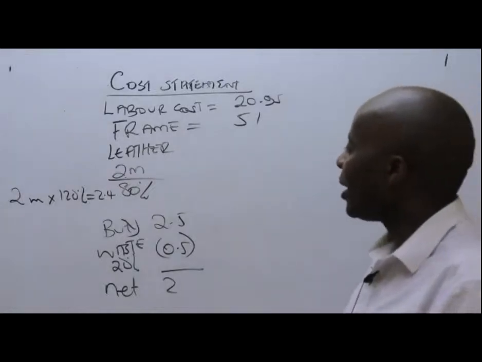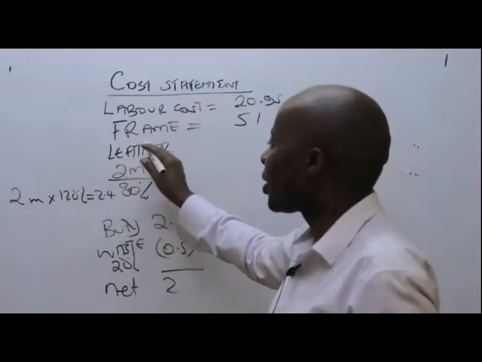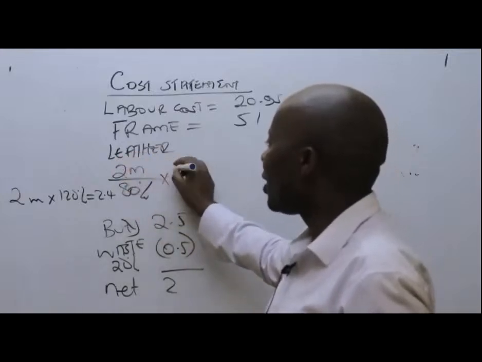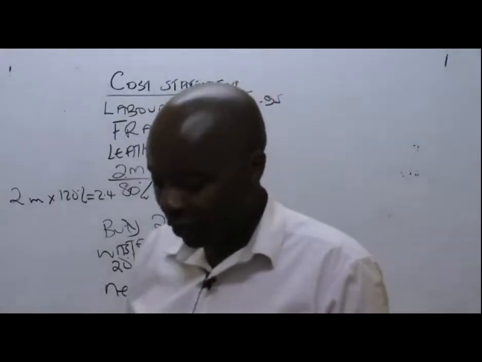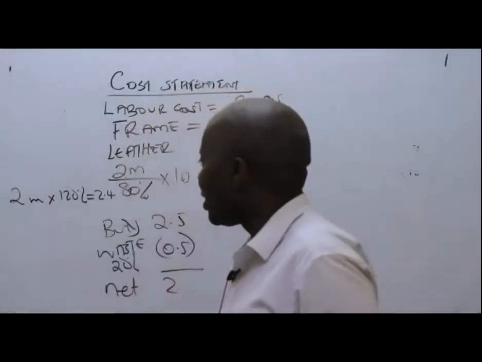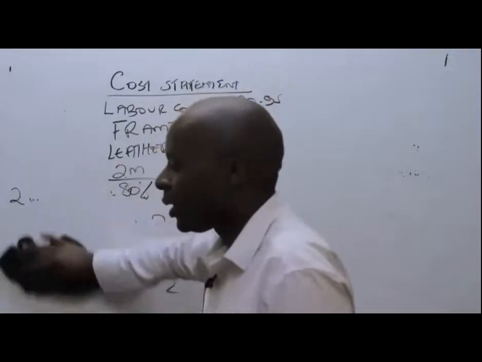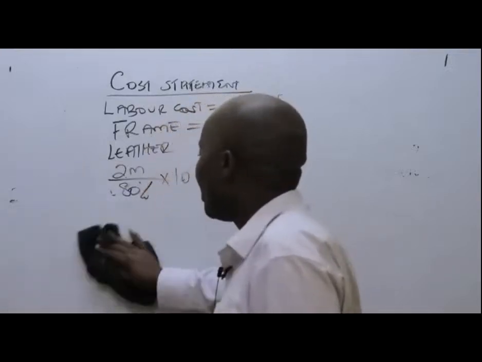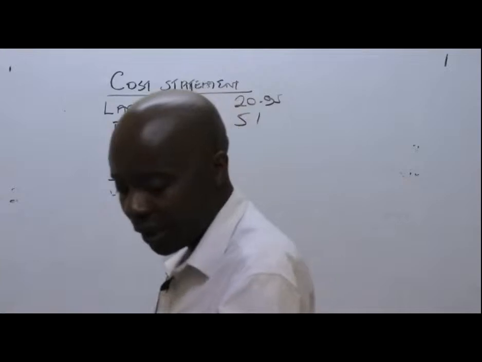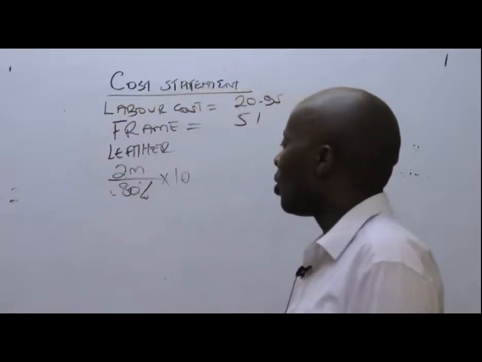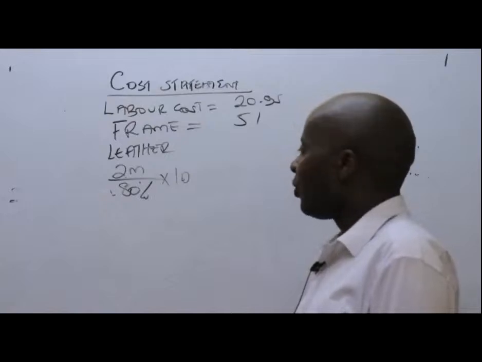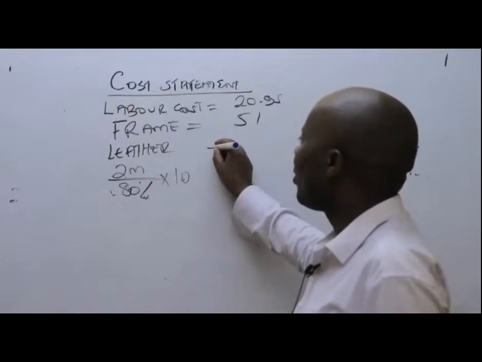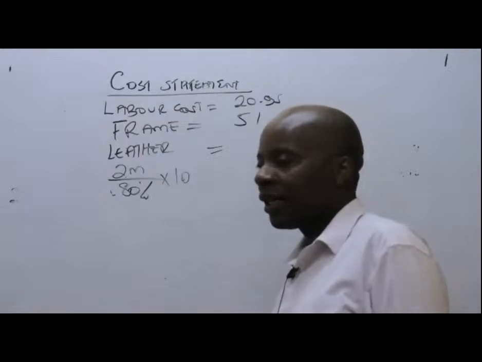So ladies and gentlemen, listen to me very well. This is the gross meters that I need. From the question, we know that each meter goes for $10. So if you multiply here, what will you get as your leather cost?